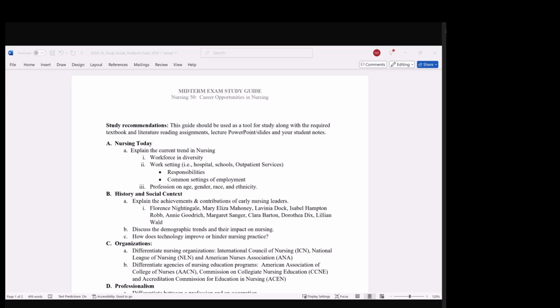Okay, so what this is, let me move this forward here, is that this midterm exam study guide and also the final exam study guide is already in the course syllabus, and it's been there since we started the course. But here is just a guide to help you know what to study for.